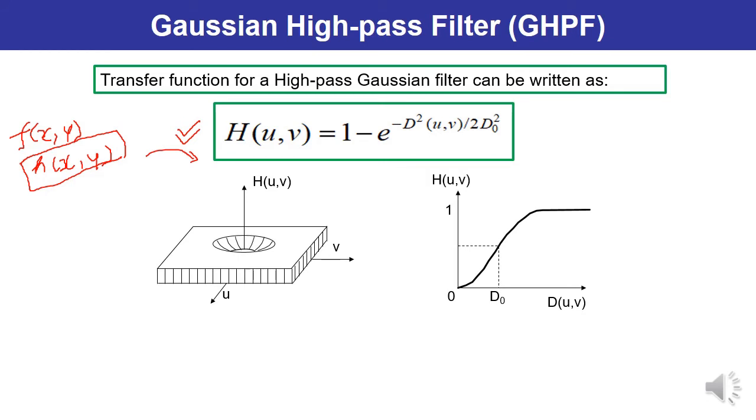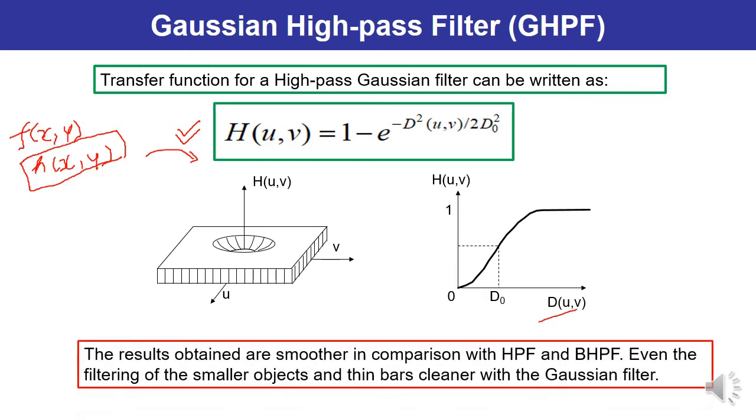You can see its pattern over here. Exponential, this curve varies as the value of D is varying. Here the results obtained in case of Gaussian high pass filter are smoother in comparison with the ideal high pass filter and Butterworth high pass filter. Even the filtering of small objects is very much possible, and that is being done in a very clear manner. This is the advantage of the Gaussian high pass filter. So accordingly it can be applied in any required kind of application.